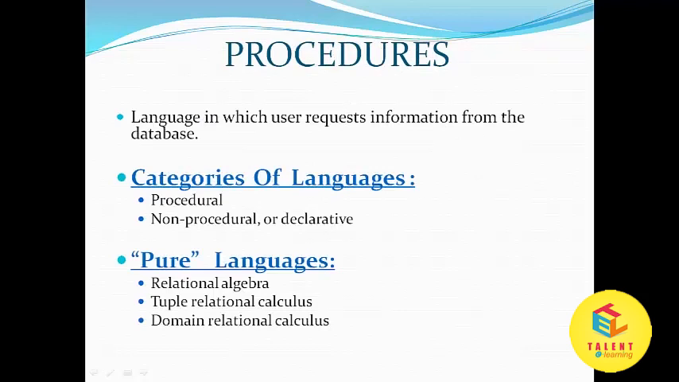Then our next topic is procedures. Procedures means language in which user requests information from the database. Then categories of languages. Procedural languages and non-procedural or declarative languages. Then pure languages. It has three types: relational algebra, tuple relational calculus, and domain relational calculus.